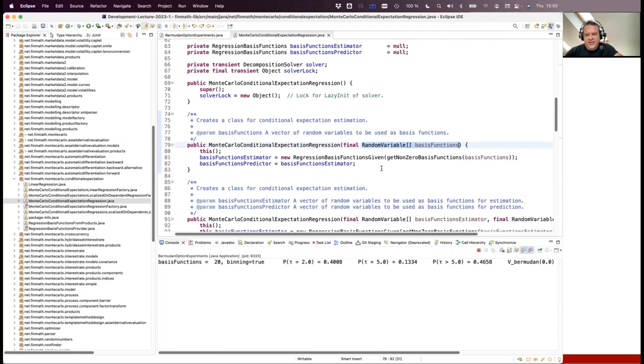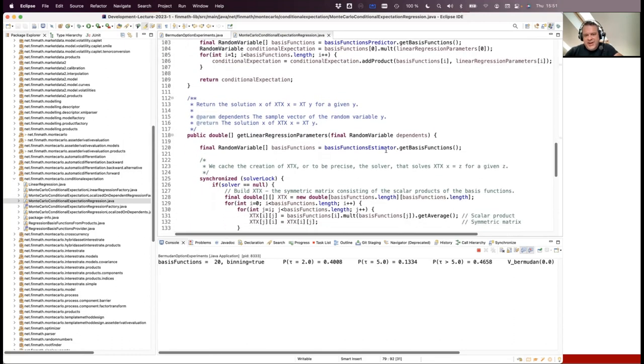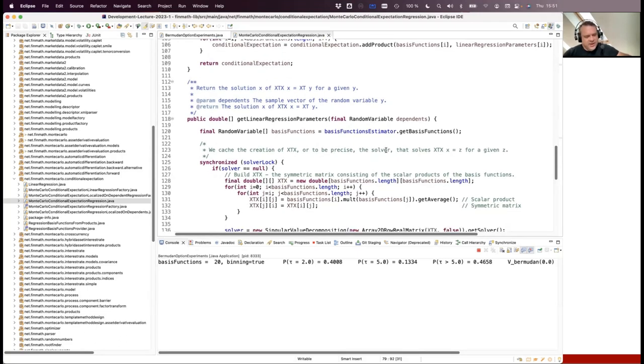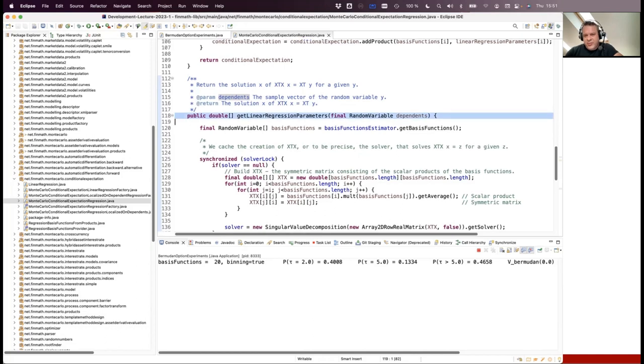Okay, regression basis functions. You pass the regression basis functions, these are your y's, in the constructor. And how do we estimate the conditional expectation? First step is I calculate the alpha star. The alpha star, here it is called little x, is the solution of x transpose x alpha star equals x transpose y. The y is what was on my slide, the u. These are the dependent variables which I would like to predict now. So I calculate these parameters.